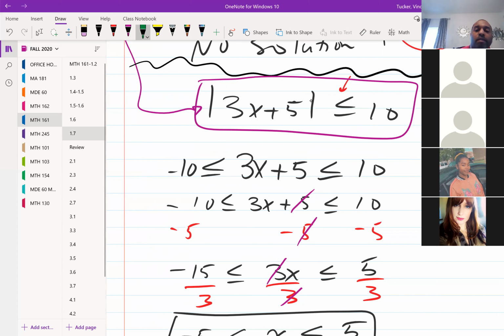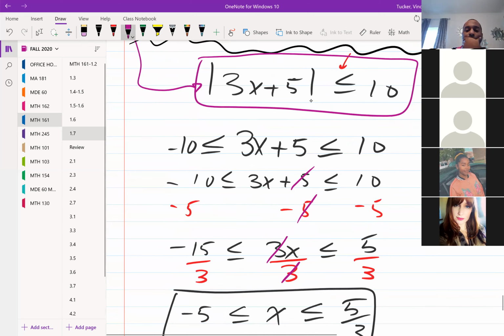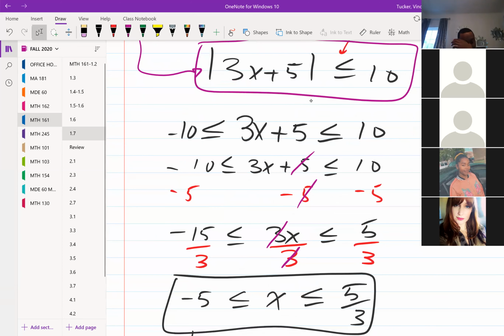So now once we have our setup, we'll subtract 5 from both sides. Subtracting 5 from both sides will give me this. We have 3x is greater than or equal to negative 15, but less than or equal to 5. And then we'll finish it by dividing both sides, each part, by 3. And that will be your result. X is greater than or equal to negative 5, but less than or equal to 5/3.